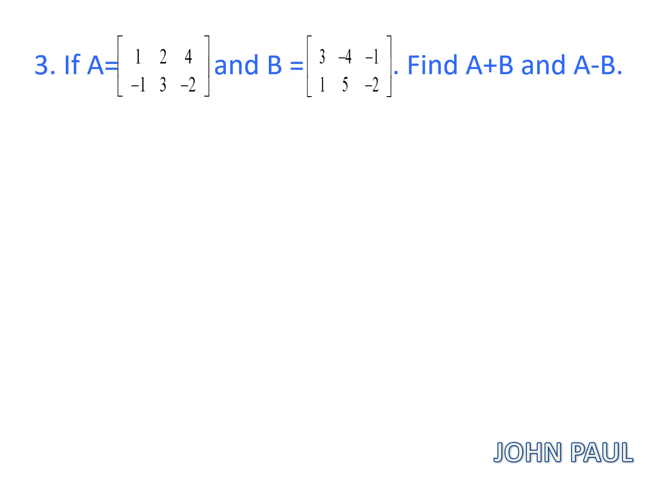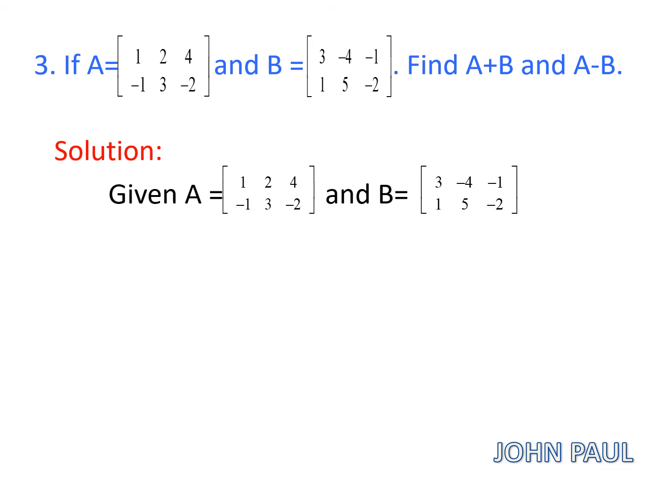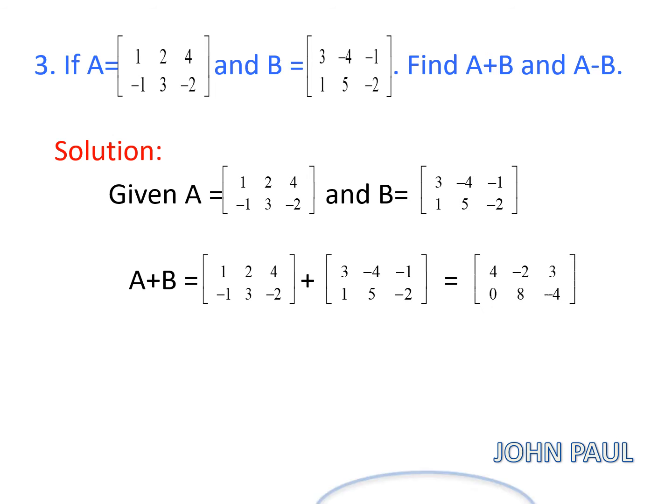Third problem: if A equal to [1, 2, 4; -1, 3, -2] and B equal to [3, -4, -1; 1, 5, -2], find A plus B and A minus B. Solution: given A and B, substitute the values of matrices A and B, then A plus B equal to. To add two matrices, addition with the respective terms, that is first term with the first term of the other given matrix.